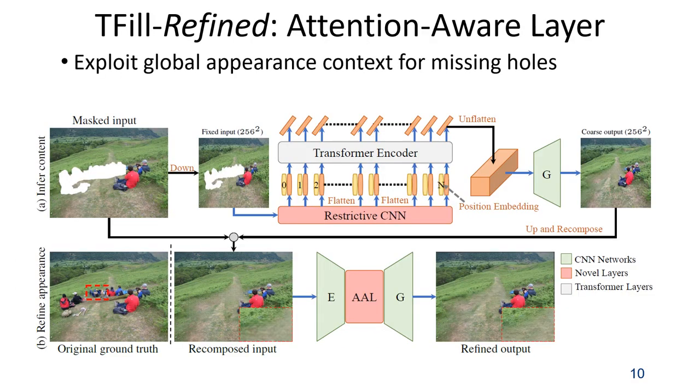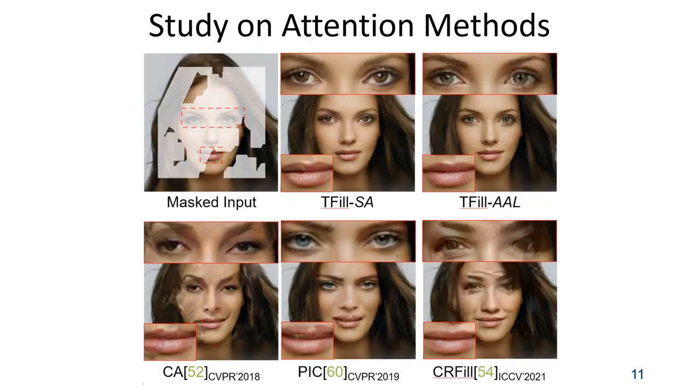To mitigate this issue, we further propose an attention-aware layer to exploit the global appearance context for missing holes, such that we can get high-quality and high-resolution completed images. Here, we compare our attention model with existing state-of-the-art attention models for image completion. As we can see, our model achieves better results for correct content, as well as better visual appearance.